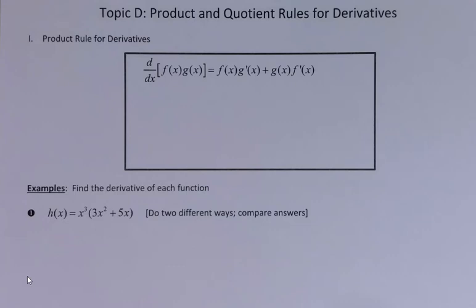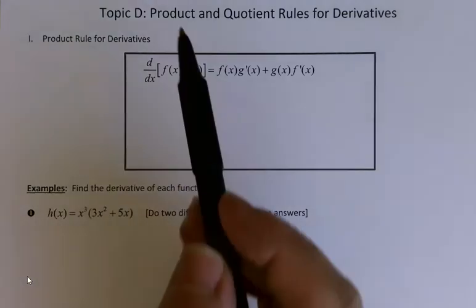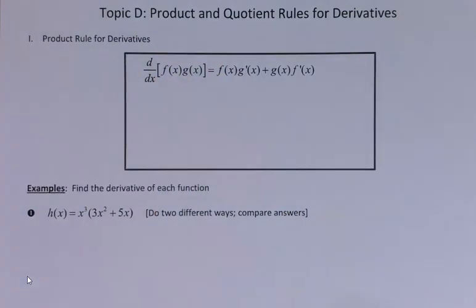This is Unit 2, Topic D, and as we just mentioned in the last topic, we don't yet have rules to take the derivative of the product of two functions or the quotient of two functions. So that's what we're going to look at here. How do we handle products and quotients?